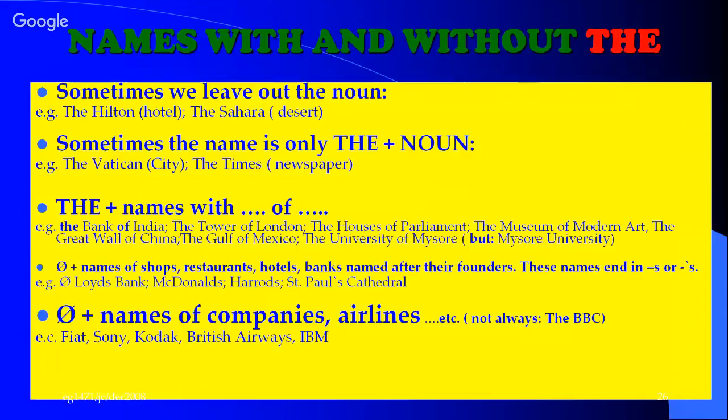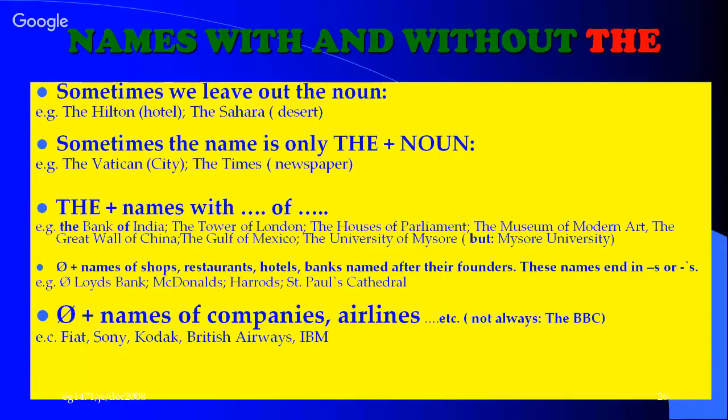The plus names with of: the Bank of India, the Tower of London, the Houses of Parliament, the Museum of Modern Art, the Great Wall of China, the Gulf of Mexico, the University of Mysore. But then here, when you simply say Mysore University, there is no article. You don't say the Mysore University. I'm studying at Mysore University.